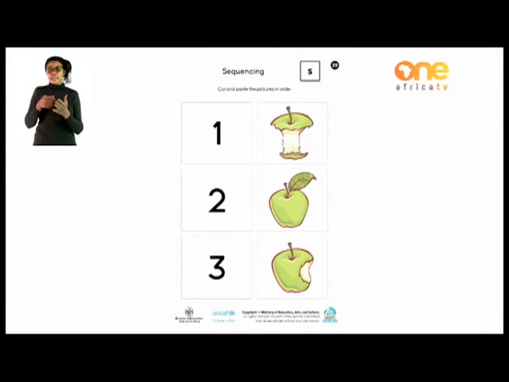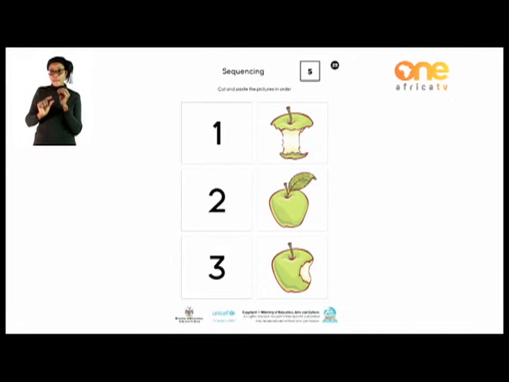So what must you do? We must cut the apples. The apples are in boxes or in blocks. We must cut out the apples and then we must paste the apples at the back of the numbers. The numbers are 1, 2, and 3. As we can see, the sequence of the numbers is from the smallest to the biggest number.